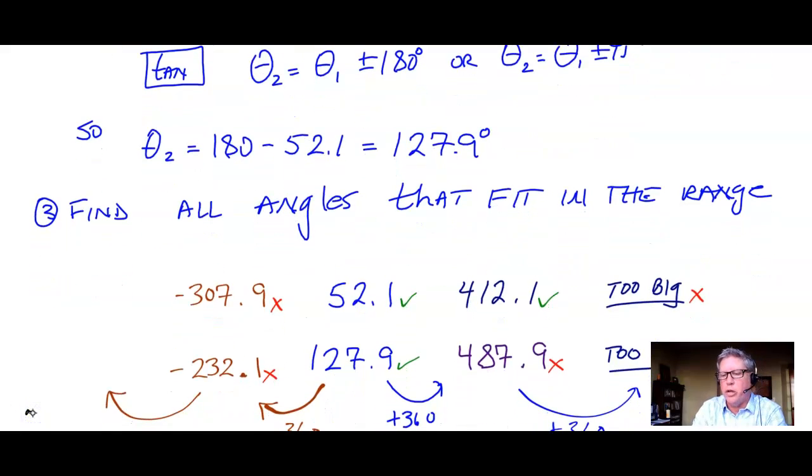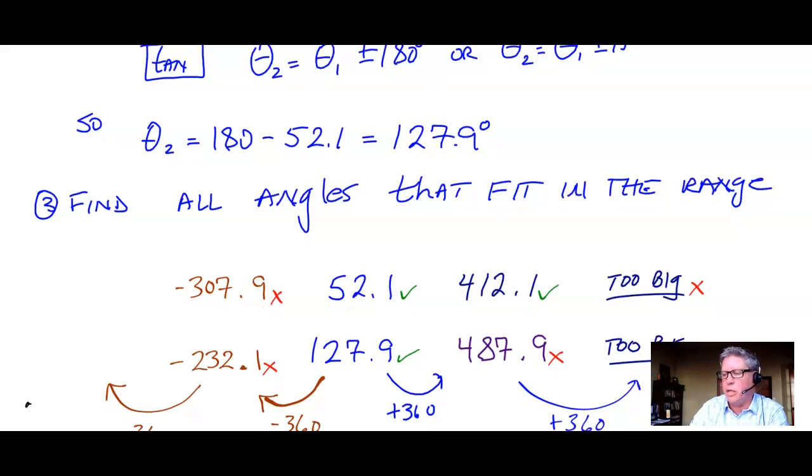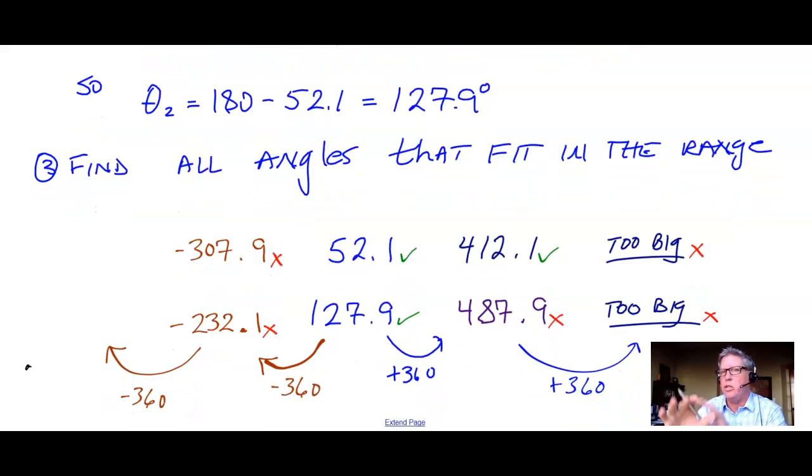All right, so we subtract from 180, we get our second critical angle, 127.9. We have our two critical angles. Now it's all about figuring out which ones fit in that negative 90 to 450 degree range. Now this is way overblown. I'm really just trying to make sure that you understand what I'm doing.